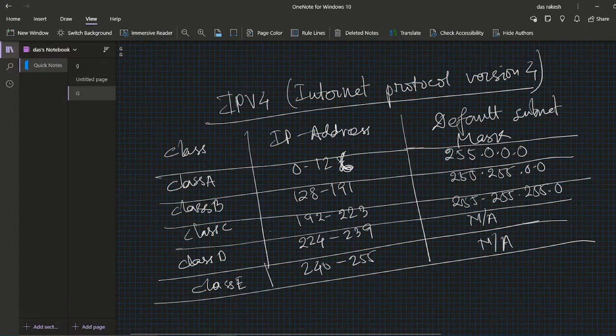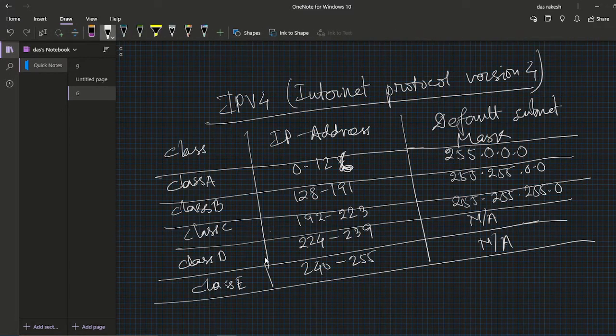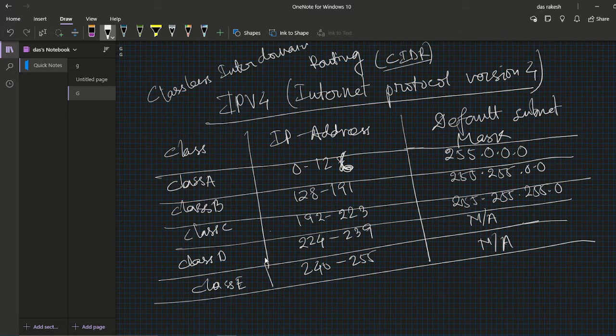Hello all. Today in this class we discuss Internet Protocol version 4, or IPv4, and the different types of IP addressing modes. First of all, there is Classless Inter-Domain Routing, also named CIDR. There are 5 different classes available.